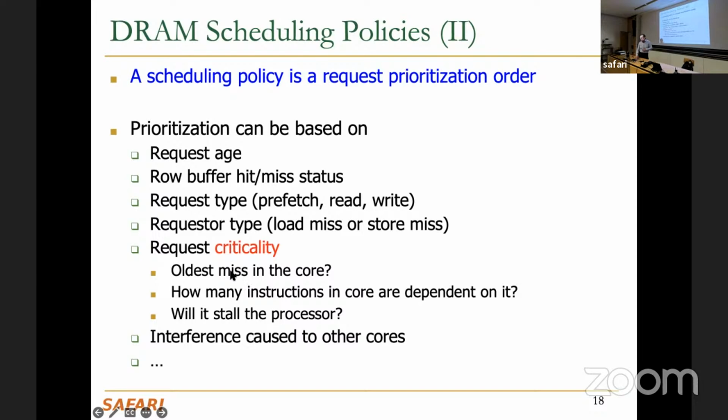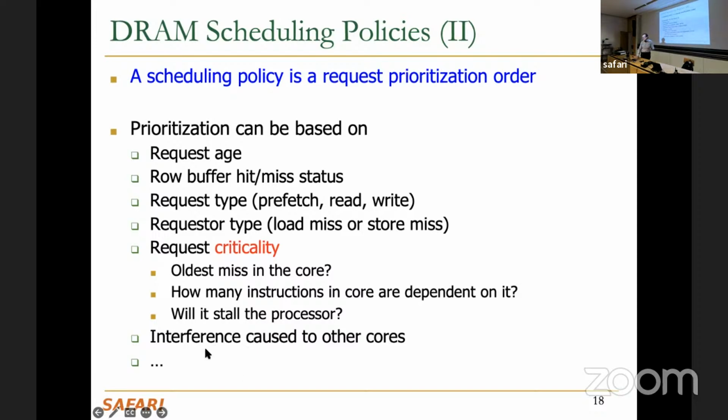For example, does this request belong to the oldest miss in the core? Is it at the top of the reorder buffer, meaning it's going to block the instruction window, or is it already blocking the instruction window? How many instructions in the core are dependent on it, etc. So you can imagine all of these things.